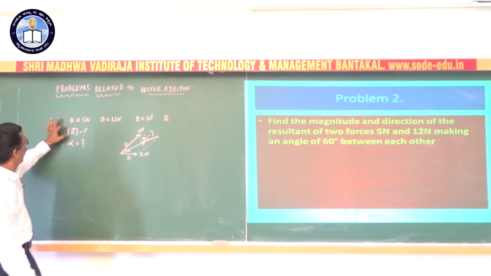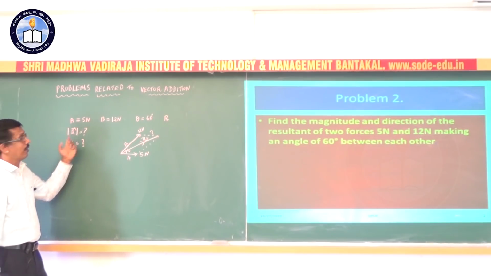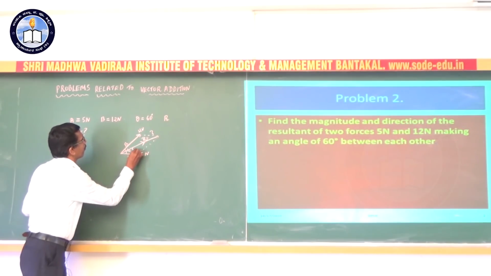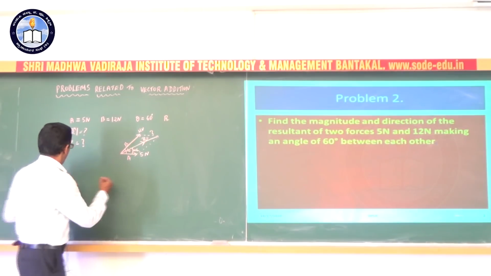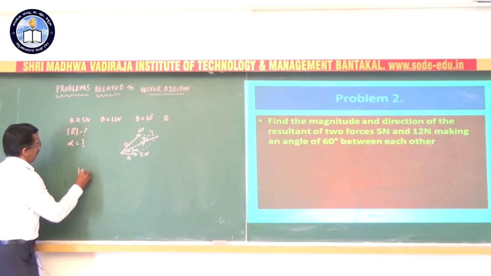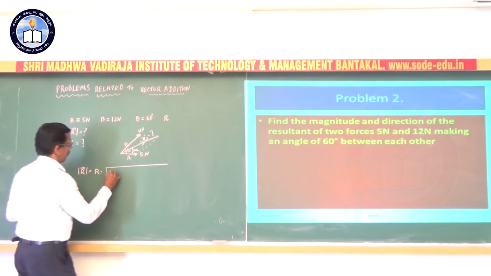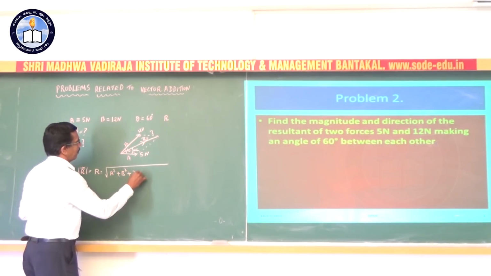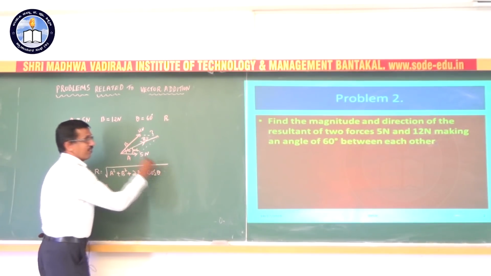How much resultant force and what is the direction with respect to any one of the force? Say this is alpha. How to find? First, the same formula. Magnitude of resultant R is equal to square root of A square plus B square plus 2AB cos theta. Already we studied this.